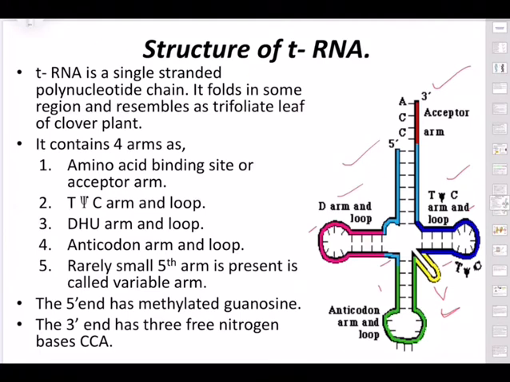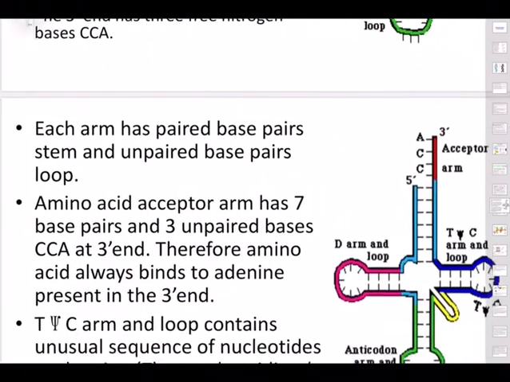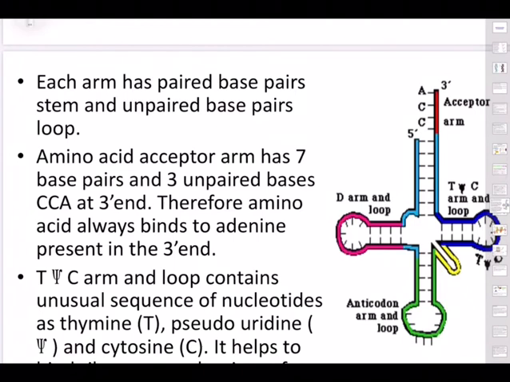The 5 prime end has methylated guanosine, and the 3 prime end has 3 free nitrogen bases, C, C, A. So you have a 5 prime end and a 3 prime end, and the 3 nitrogen bases are CCA. Further, each arm has paired base pairs, the stem, and unpaired base pairs, the loop. So you have paired and unpaired. The paired ones you are already seeing here. These are paired, and these are the unpaired loop.